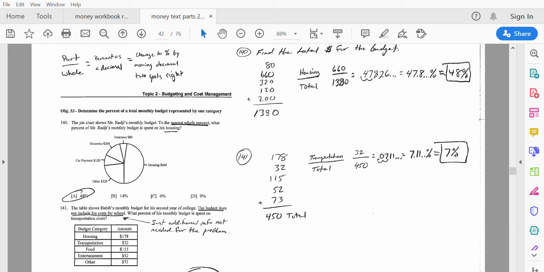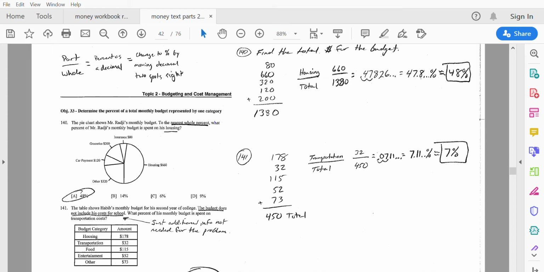What we're starting to look at here is the title of objective 33: determine the percent of a total monthly budget represented by one category. In a way, the math we're going to do is something we just did last quarter, working with percents.